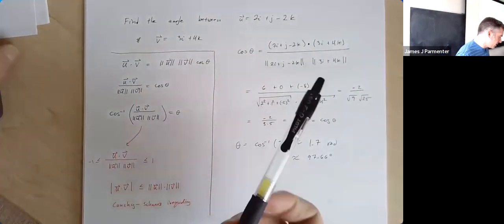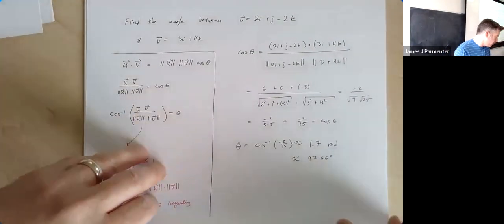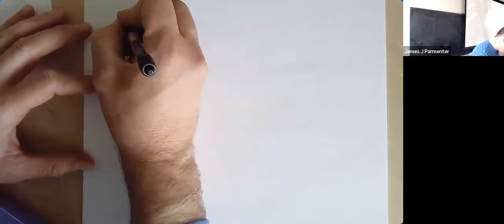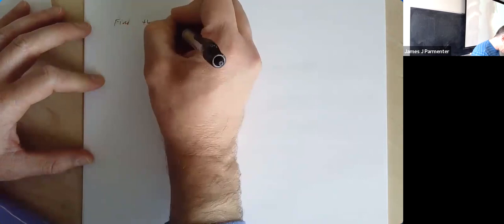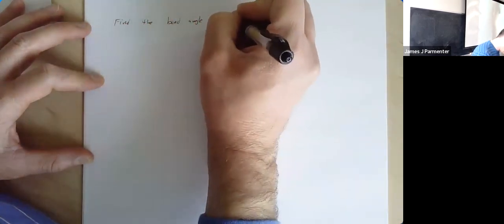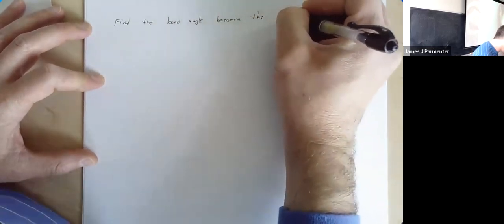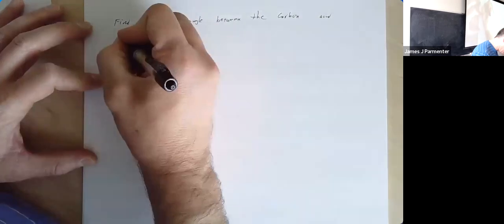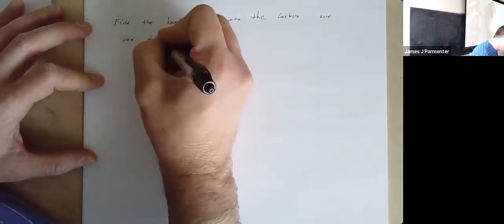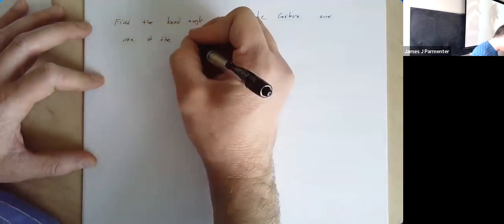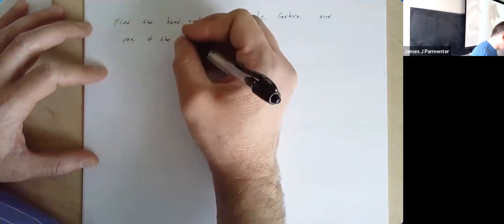Let's look at one more example of this because there's kind of a cool example I like to show. So let's find the bond angle between the carbon and one of the hydrogen atoms. I feel like it's really two of the hydrogen atoms, but whatever.